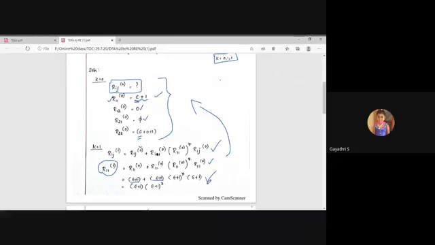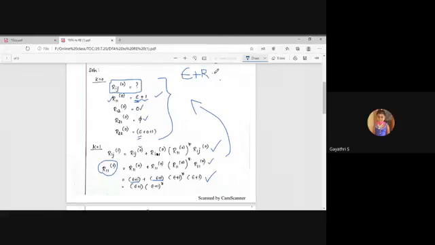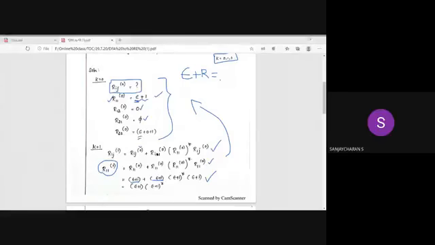What do you mean by epsilon plus r? Anyone, please unmute your mic and tell me the answer. Epsilon plus r is equal to what? Yes, r. Epsilon plus r is equal to r. So epsilon plus 1 is equal to 1.